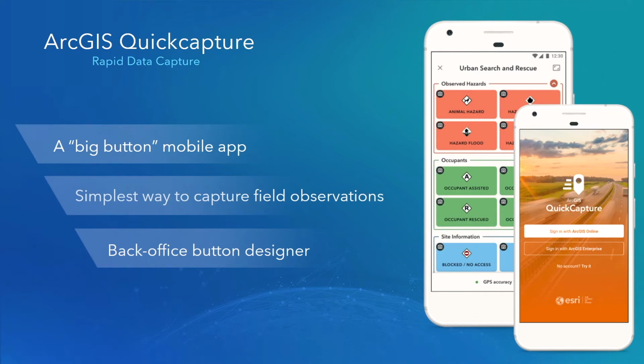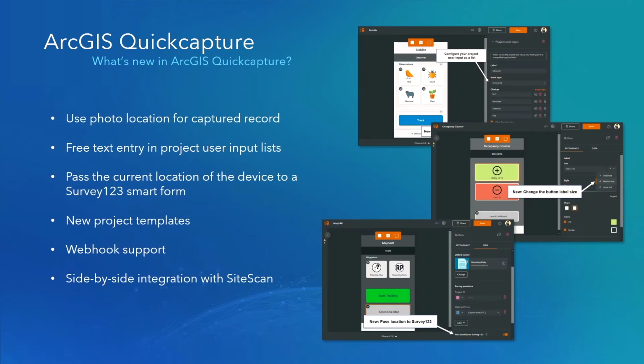Quick Capture has received a few significant updates in the past 6 months, from using the location of your photo for the captured record, to Site Scan integration. So let's take a look at some of these features in the mobile app.